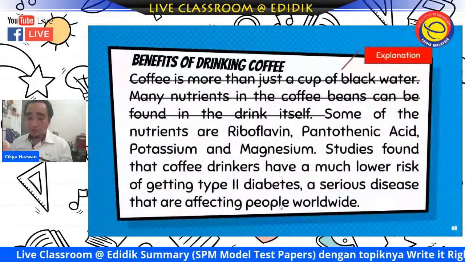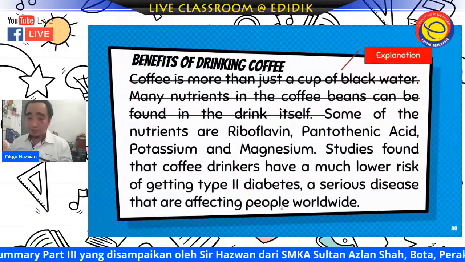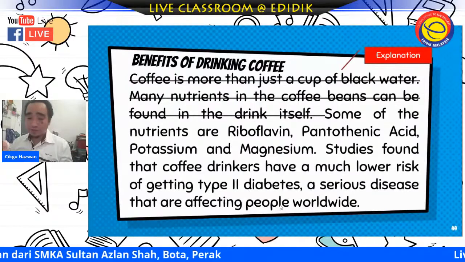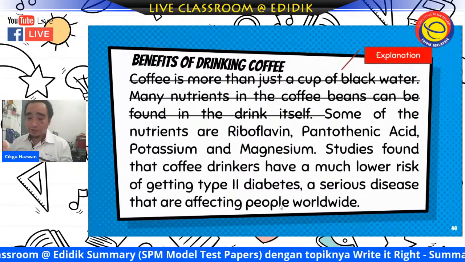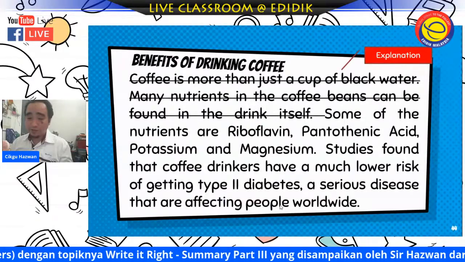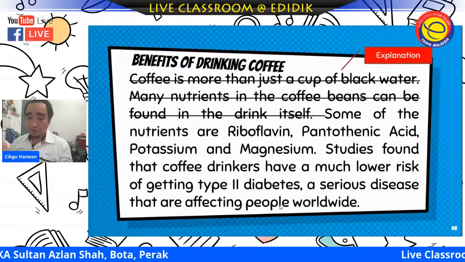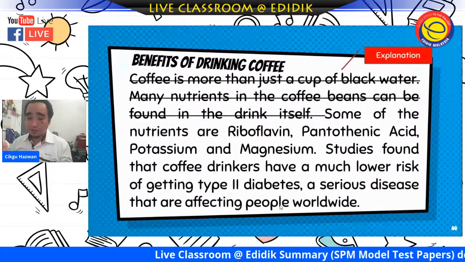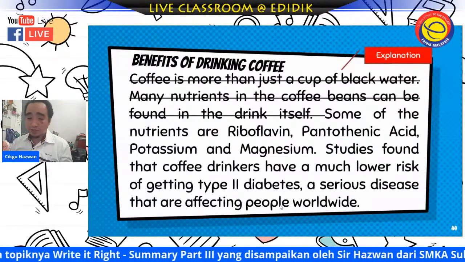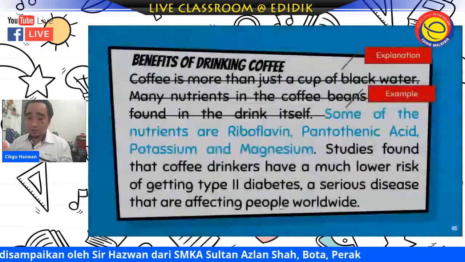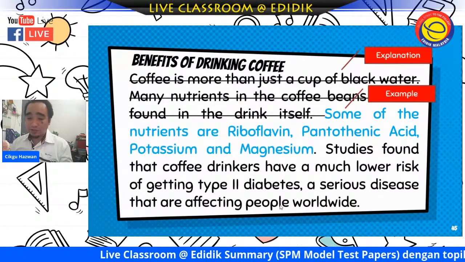So the first part of this paragraph is actually just an explanation. Okay, coffee is more than just a cup of water. Many nutrients in the coffee beans can be found in the drink itself. Okay, that is just the explanation of the overall paragraph. And then we have some of the nutrients are riboflavin, pantothenic acid, potassium, and magnesium. You can see that there are certain names over there. That is actually some of the examples. So we are not going to put that into our summary.